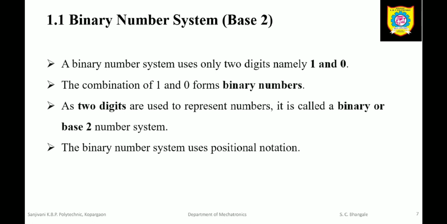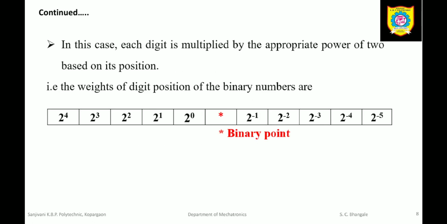The binary number system uses positional notation. Now we will see how this binary number system uses the positional notation method. In this case, each digit is multiplied by the appropriate power of 2 based on its position. That is, the weights of digit positions of the binary numbers are as follows. Consider again the same table here, with the red star, where the binary point, or we can say the radix point, is marked.